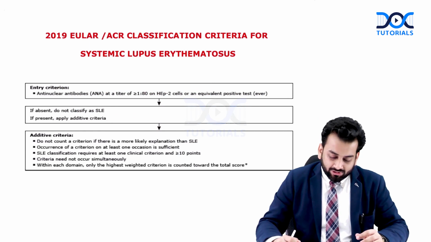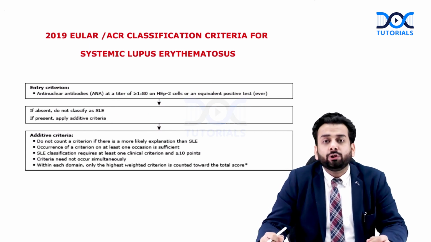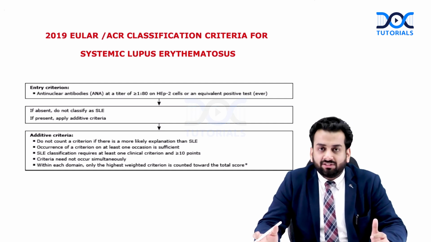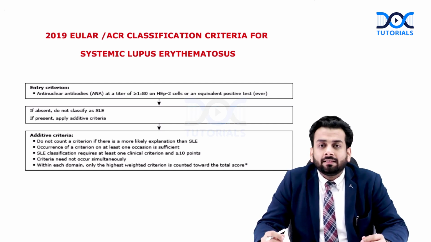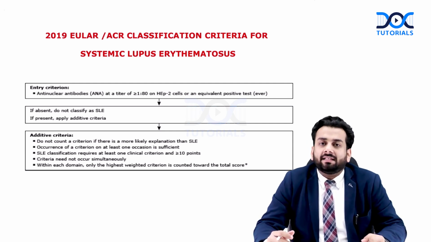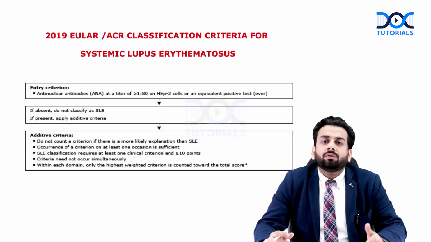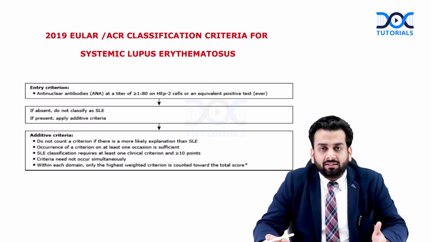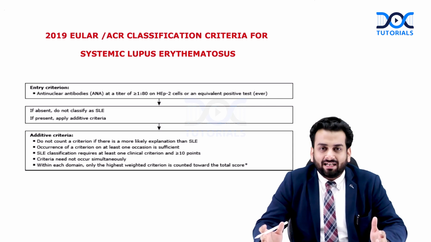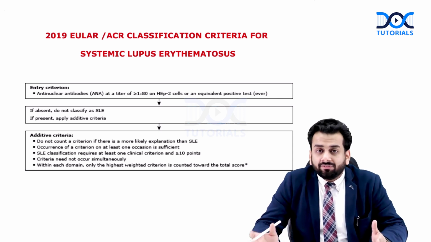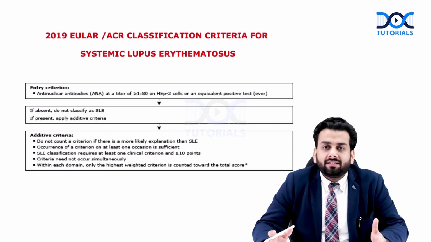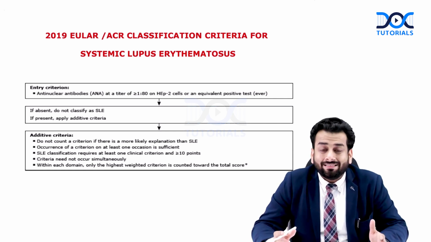So, at the very outset, I would first like to discuss the new criteria that has been out very recently, the last year itself, in 2019, which is the ACR Euler classification criteria for SLE. We all know that prior to this, we had the ACR criteria in 1987, which was succeeded by the 2012 SLICC criteria, which has now given way to the ACR Euler classification criteria in the year 2019.